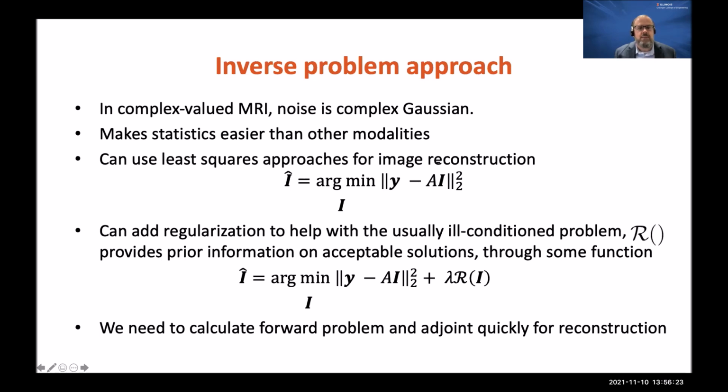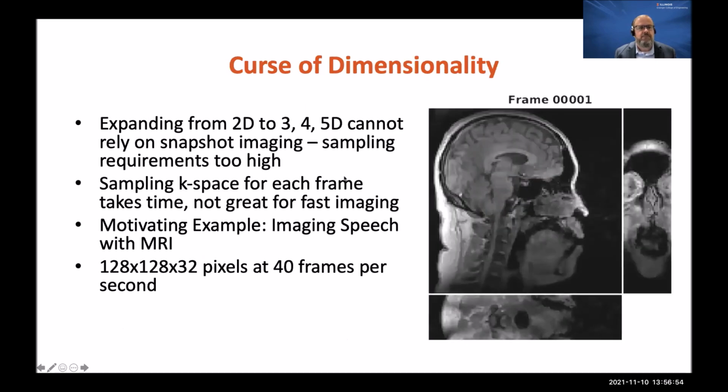But usually the problem is ill-conditioned, and we need to use regularization. Usually we didn't sample quite enough either, and so we need to enforce that to be able to get better estimates of our image. In MRI, I will point out that we are in the complex Gaussian noise domain, which makes some of this a little bit more straightforward too. All right, and for us, we're really focused on calculating the forward problem quickly. We need the forward problem and the adjoint, so that for the inverse problem approach, that's what we need to calculate.